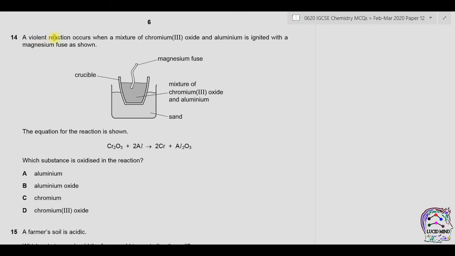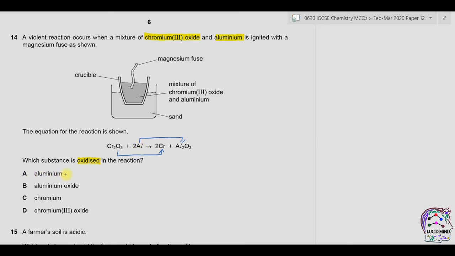Question 14. A violent reaction occurs when a mixture of chromium(III) oxide and aluminium is ignited with a magnesium fuse as shown. The equation for the reaction is shown. Cr2O3 reacts with aluminum and forms chromium along with aluminum oxide. Which substance is oxidized in this reaction? Now we can see in the chemical equation, oxygen is lost by chromium, so therefore chromium is reduced, while oxygen is gained by aluminum, so therefore aluminum is oxidized. So it is the aluminum metal that oxidizes.